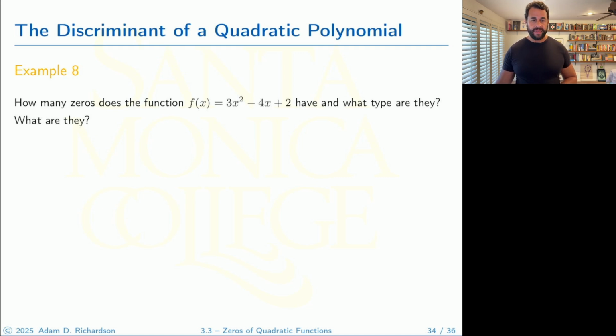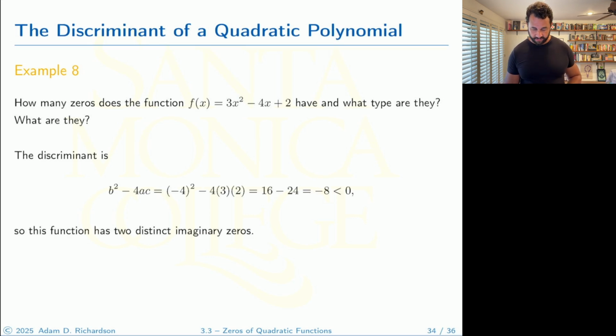Okay, here we go. So if we want to know how many zeros there are and what type they are, we need to compute the discriminant. So let's start with that. The discriminant is b squared minus 4 times a times c. Again, parentheses are your friends. Make sure to use them. Simplifying, we're going to get 16 minus 24, which is negative 8. That's a negative number. So automatically I know that there are going to be two solutions and they're going to be imaginary. There are two distinct imaginary zeros of this function.